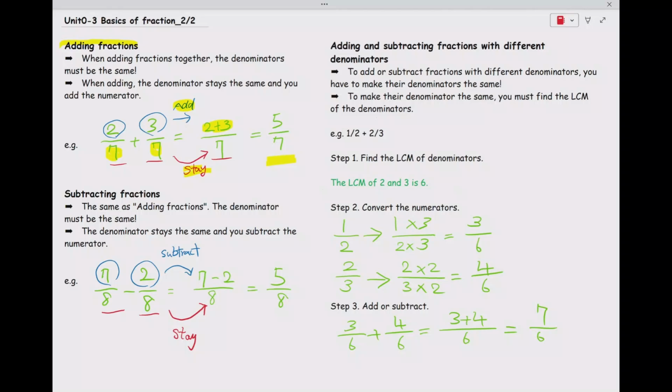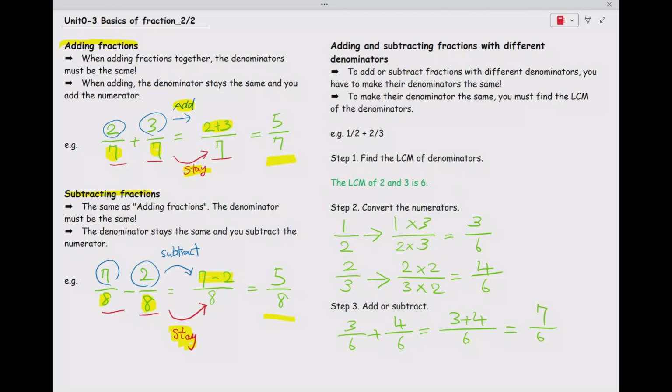The same idea applies to subtraction. The denominators must be the same in order to subtract fractions. You subtract the numerators while the denominator stays the same. For example, 7/8 minus 2/8 can be calculated because the denominators of both fractions are the same. First, the denominator stays the same, and you need to subtract only the numerators. So, it becomes 7 minus 2 over 8, which equals 5/8.